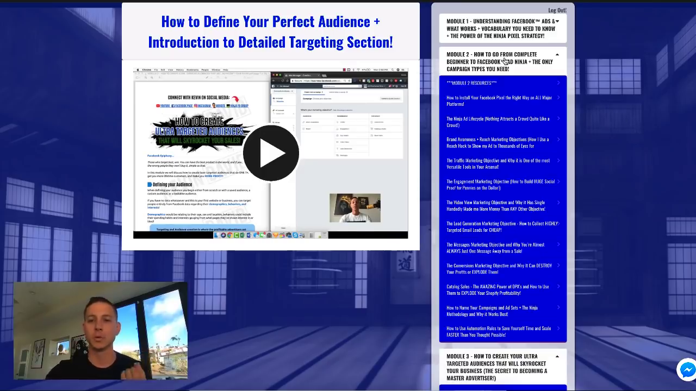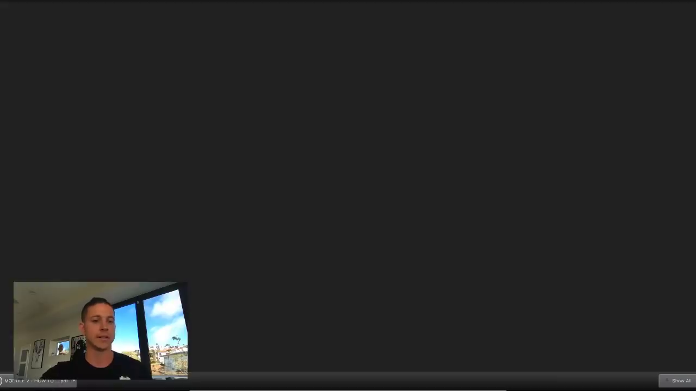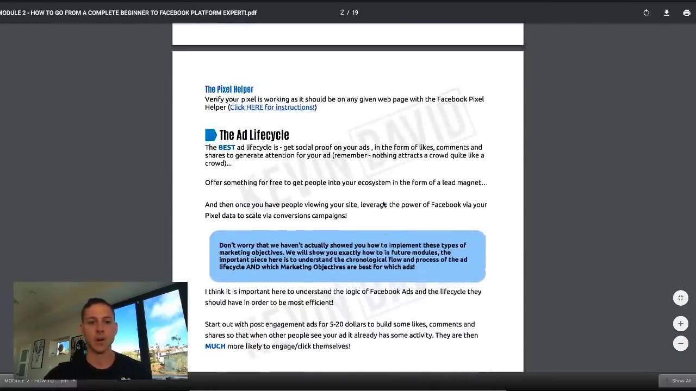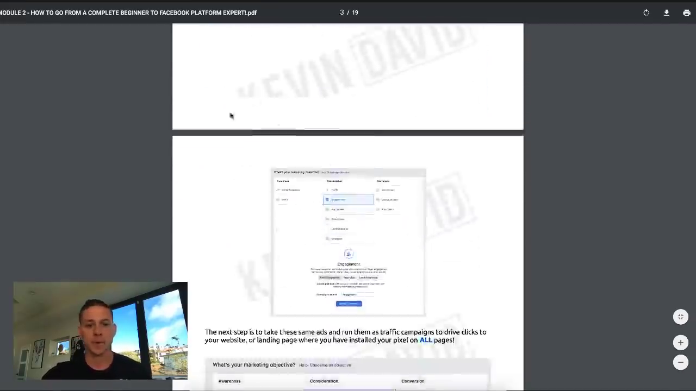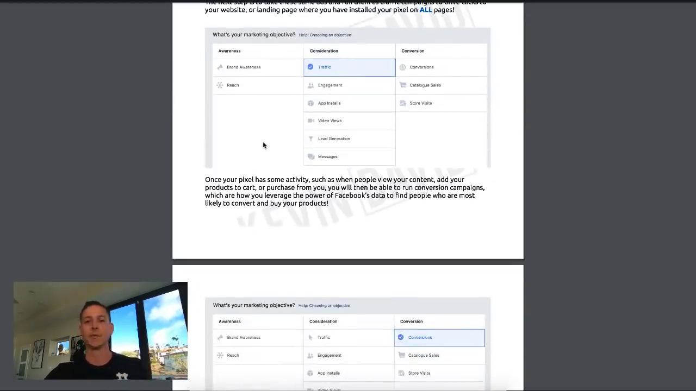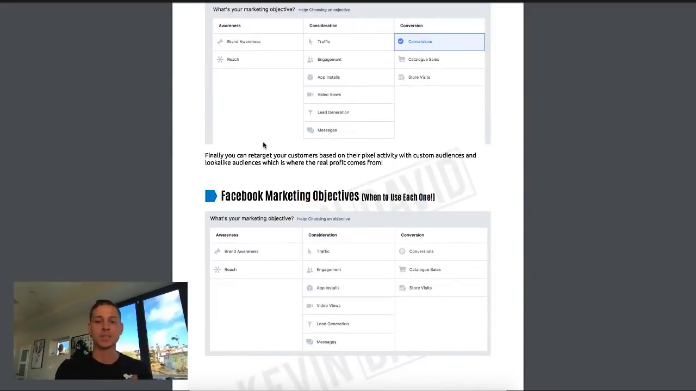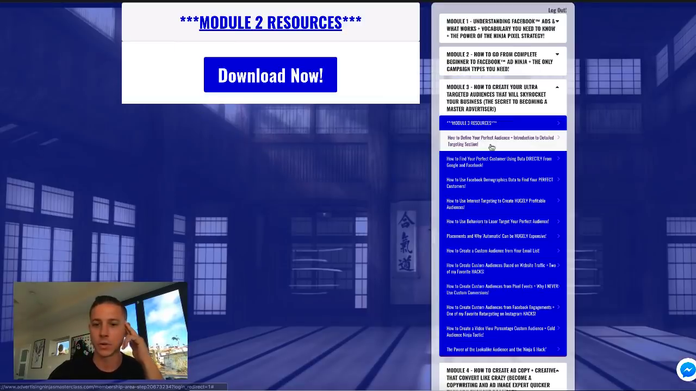And remember, guys, module 2 also has a huge amount of resources. Let's look at this PDF. This one's 19 pages, and this is not fluff at all, guys. Every one of these is a tutorial on how to install the pixel on the main platforms. We talk about the ad lifecycle, exactly how to set it up with real screenshots in the platform. This is the farthest thing from high level. This is everything you could possibly need to know to become super, super successful on Facebook ads, even if you're a complete beginner. And we have that for each one of the modules.